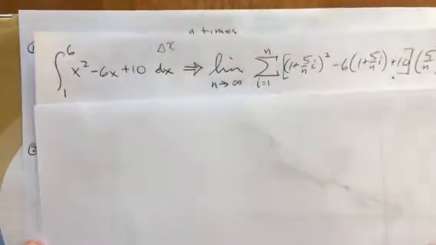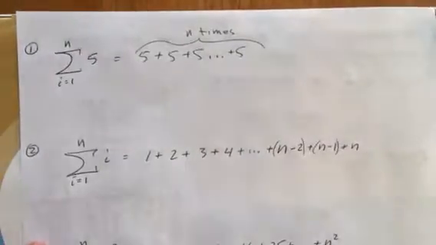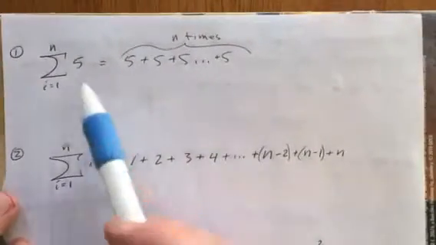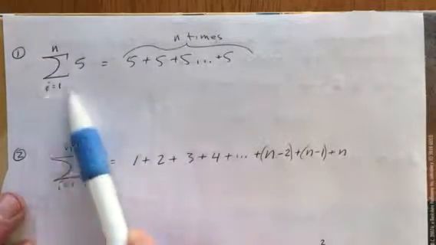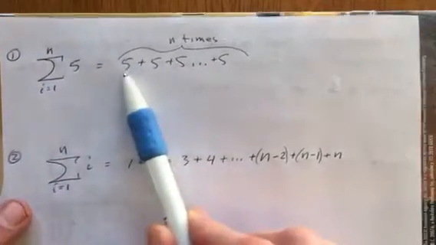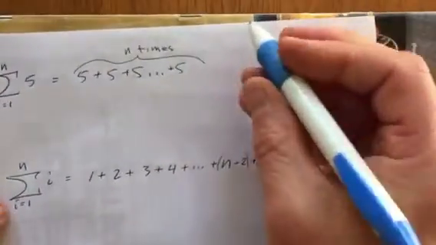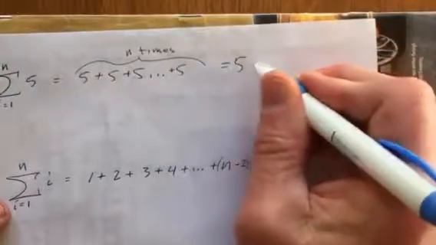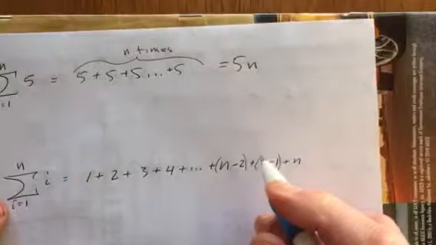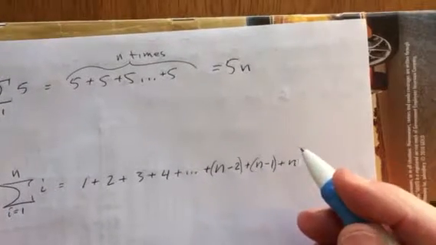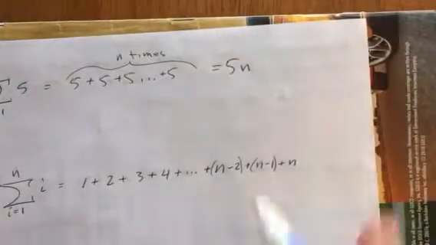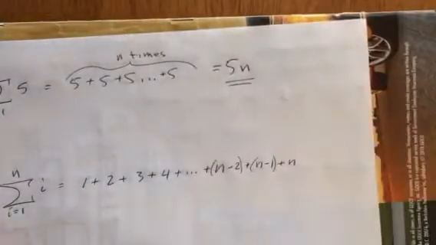Before we can do this though, let's look at a few sums, and that is a bit of a review for you guys. If we're taking the number 5 and adding it n times, and that's what the sigma notation is telling us, well, our total is just going to be 5 times however many times we're adding up 5. If we're adding 5 3 times, it'll be 15. If it's 100 times, it'll be 500. So just remember this formula, okay?